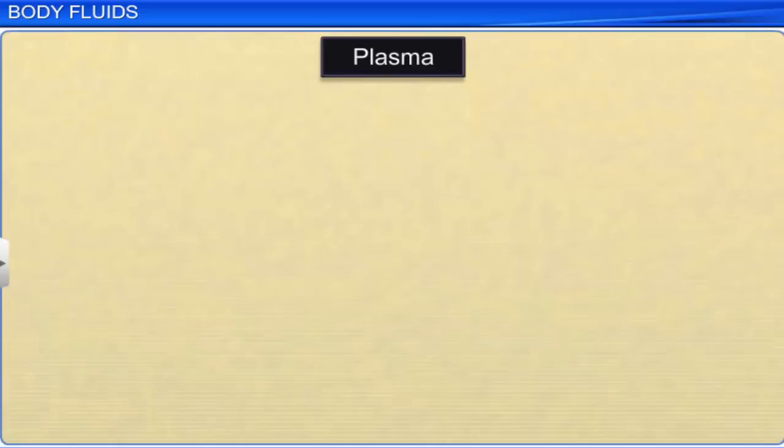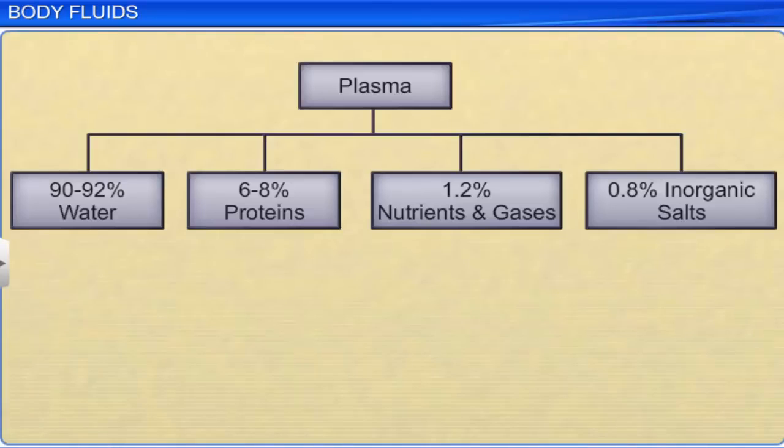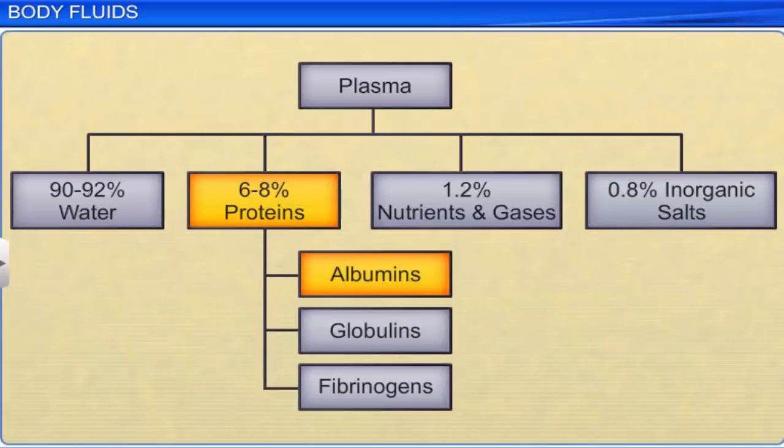Plasma is a straw-colored fluid constituting 90 to 92% water, 6 to 8% proteins, 1.2% nutrients and gases, and 0.8% inorganic salts. The major proteins in plasma include albumins, globulins, and fibrinogens. Each type of protein performs a specific function.